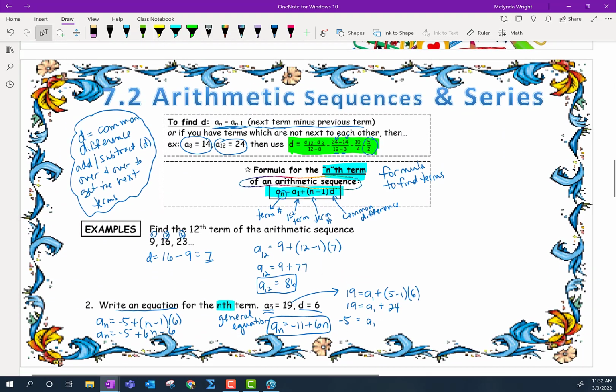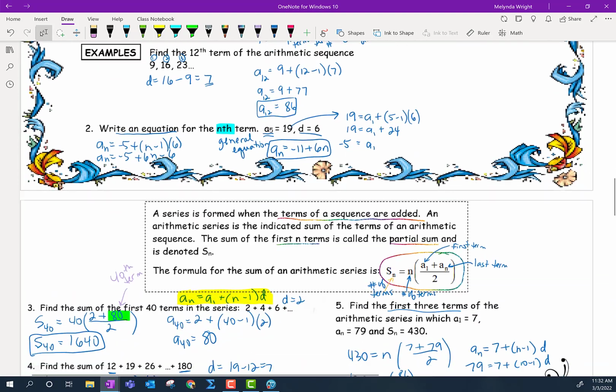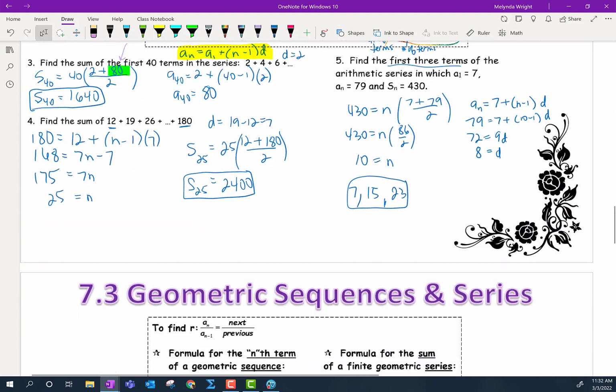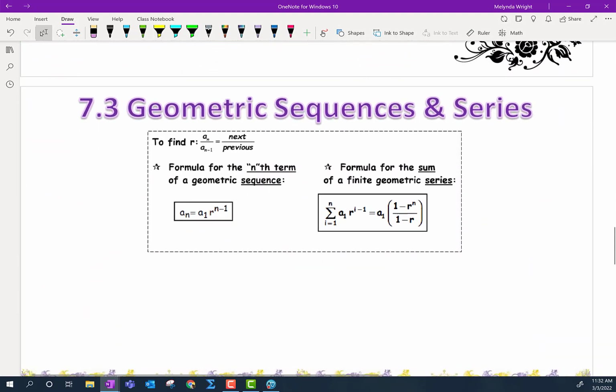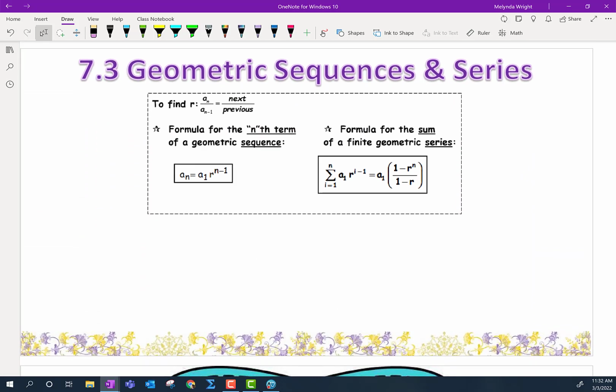We looked at arithmetic sequences and series, how that works with the common difference and the two different ways you can find the common difference. So we're going to expand our understanding and work on geometric sequences and series. On the left side, we're going to talk about the sequence formula, and on the right side, the series formula.